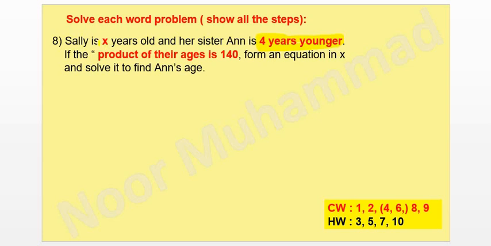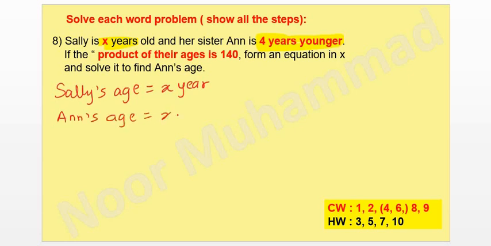So we have two numbers now. The first one is x. This is Sally's age, so how old is Sally? Sally's age is x years, right? And they are asking how much is her sister? So we can say Anne's age is x minus 4 because she is 4 years younger.